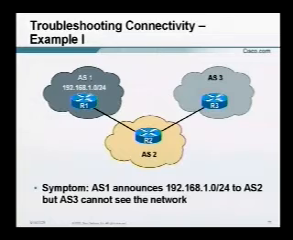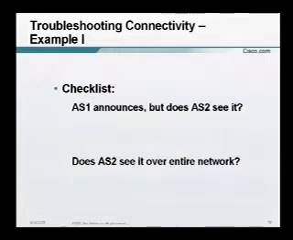Right, let's look at some connectivity problems. The symptoms: AS1's announcing a network, 192.168.1.0/24, to AS2, but AS3 can't see it. So you've got your friend, or somebody your customer's trying to reach in AS3, and, well, you're announcing the network, but AS3 can't see it. This is where I introduced the checklist. You've got to try and set up a checklist to see how we're going to work through this.